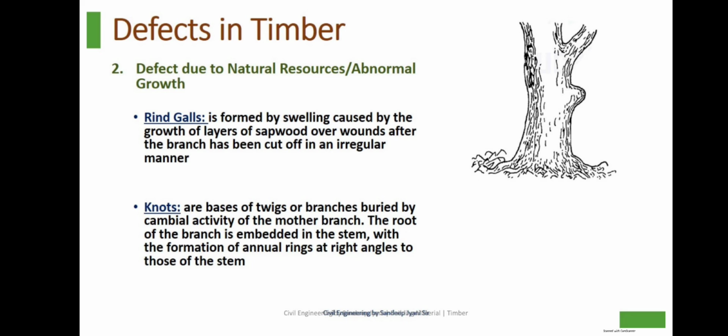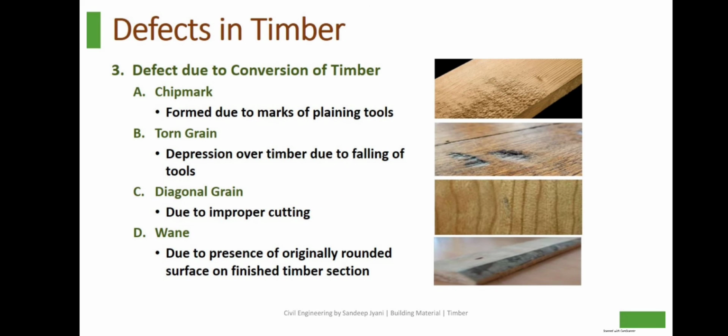Abnormal growth. Rind gall: a rind gall is formed by swelling caused by the growth of a layer of sapwood over wounds after the branch has been cut off in an irregular manner. Knots are bases of twigs or branches buried by the cambial activity of the mother branch. The root of the branch is embedded in the stem with the formation of annual rings at right angles to those of the stem.